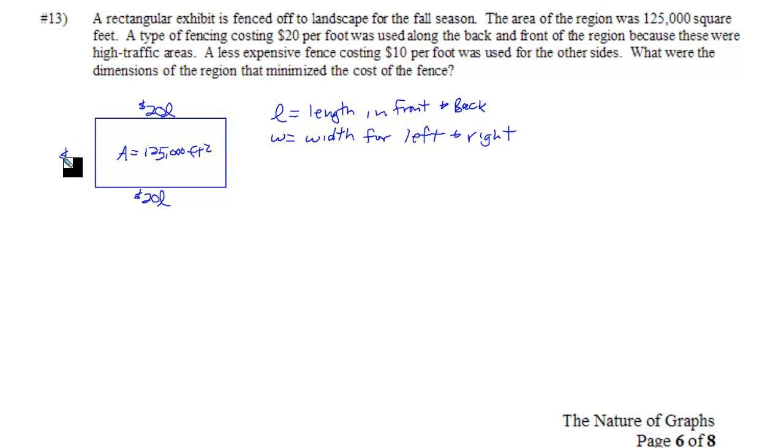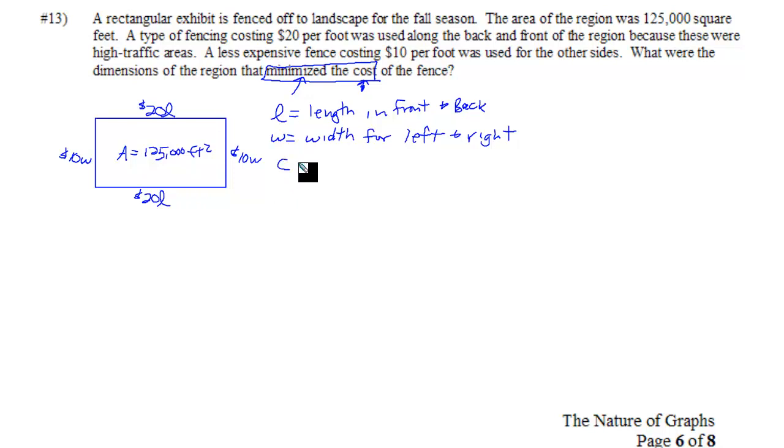So this is $10 per foot. There's W feet there. This is $10 per foot. There's W feet there. What were the dimensions of the region that minimize the cost? This tells us two things. One, we need a cost function. Two, we need to figure out what the minimum is of that function.